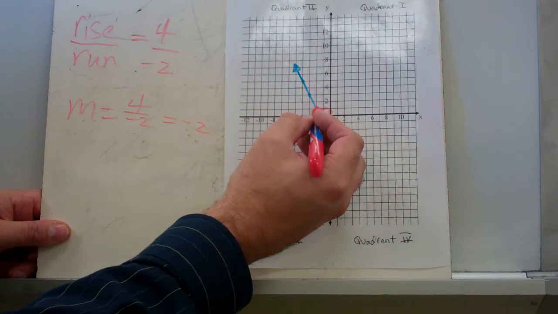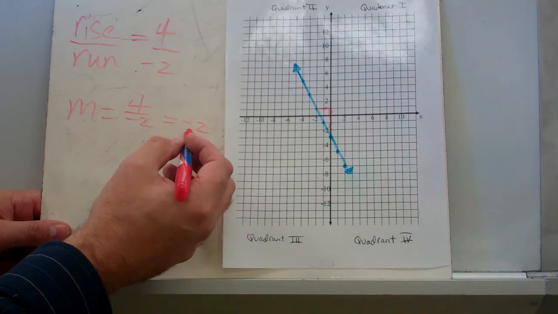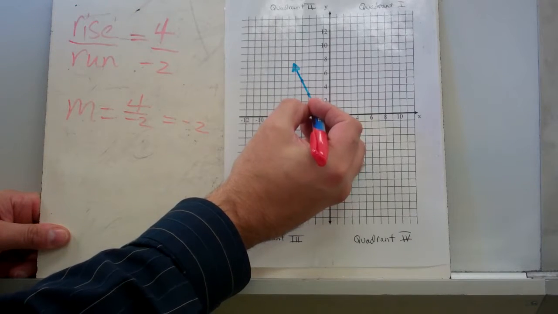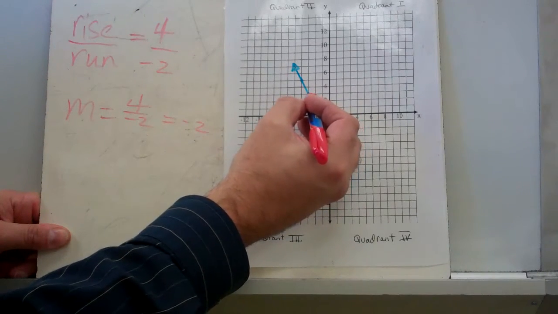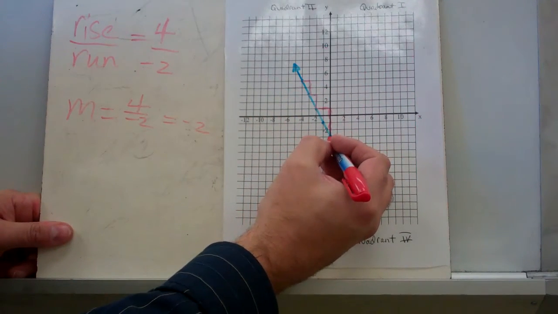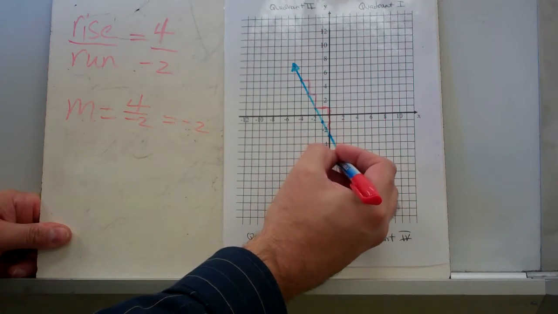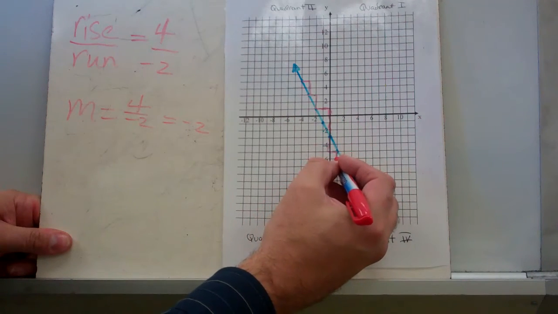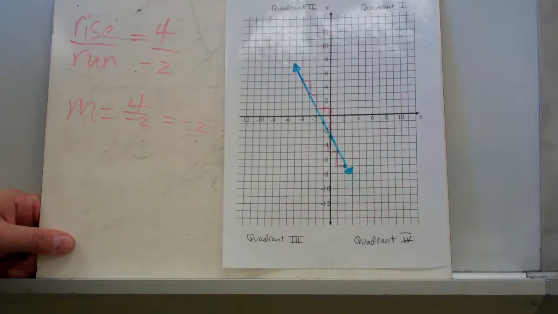And again, if I wanted to test if -2 worked, well, I can start here and go up 1, 2, over to the right 1, up 1, 2, over to the right 1. Okay. I can start here, go down 1, 2, over to the right 1. Down 1, 2, over to the right 1. Okay, so again, we go up or down with our rise, and our run goes left to right. Okay, so we have a -2 slope here, or 4 over -2.